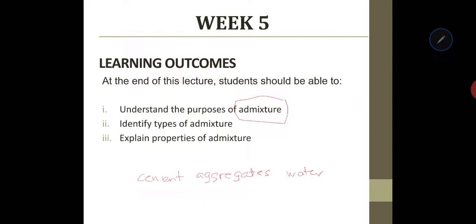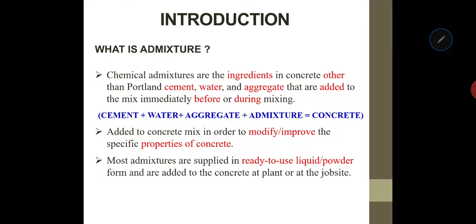But there are some qualities that we need to achieve, or some performance required by the contractor or engineer, so we need to put in another ingredient, what we call admixture. So this is another ingredient other than cement, water and aggregate, and what you need to do is to add this admixture before or during the mixing. So this is the formula or the idea of having admixture in the concrete.